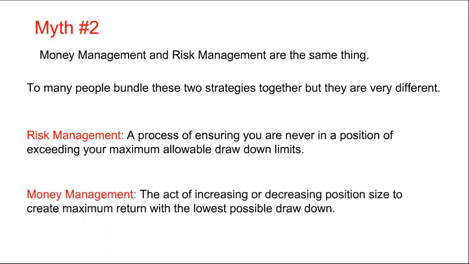Now, money management is the act of increasing or decreasing position size to create maximum return with the lowest possible drawdown. So money management deals with, okay, when things are going well, at what point do I increase my position size? At what point do I start risking more money on the trade? When it goes the other direction, when do I start pulling back? When do I begin decreasing my position size?